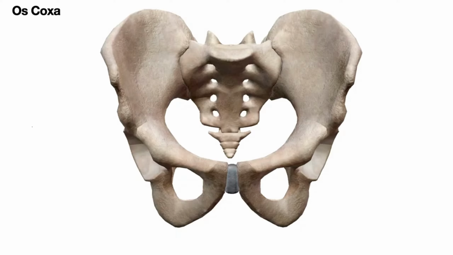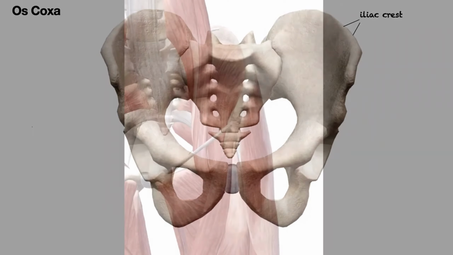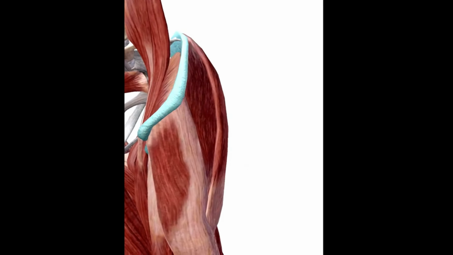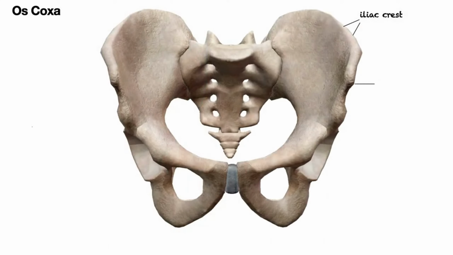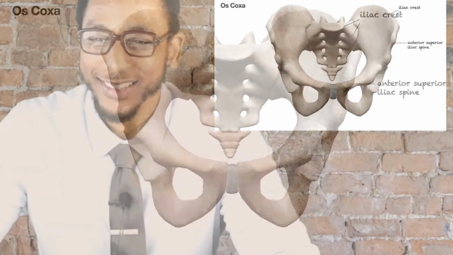Okay, so right up here at the top, what is this landmark here? This is a review, this is practice. That's right, iliac crest, right there. We have a lot of muscles that will articulate with that iliac crest. Let's keep moving. Our next landmark, right here, what is that? That's right, anterior superior iliac spine. Good.